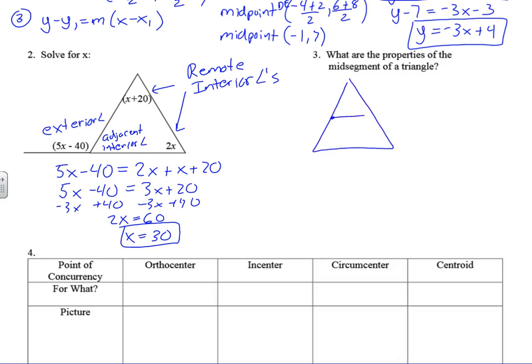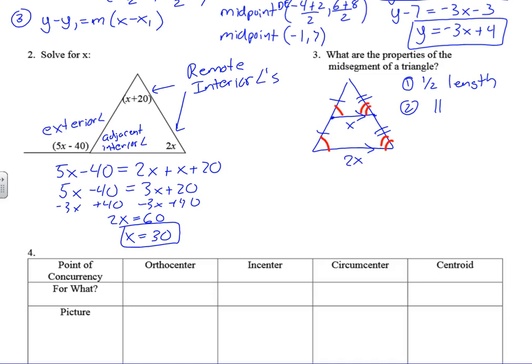A mid-segment is a segment that connects the midpoints. So that would be what it looks like. A mid-segment is half the length of the opposite side and it's parallel. So half the length and parallel. So when you get that parallel, you want to think congruent angles. Like those would be corresponding angles, those would be corresponding angles.